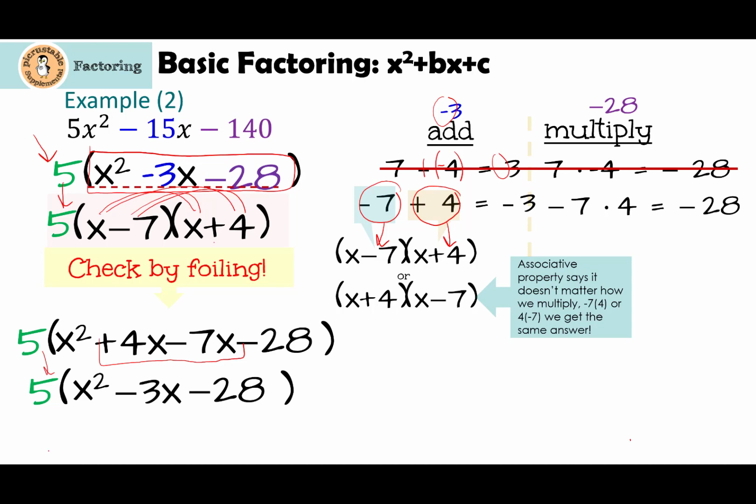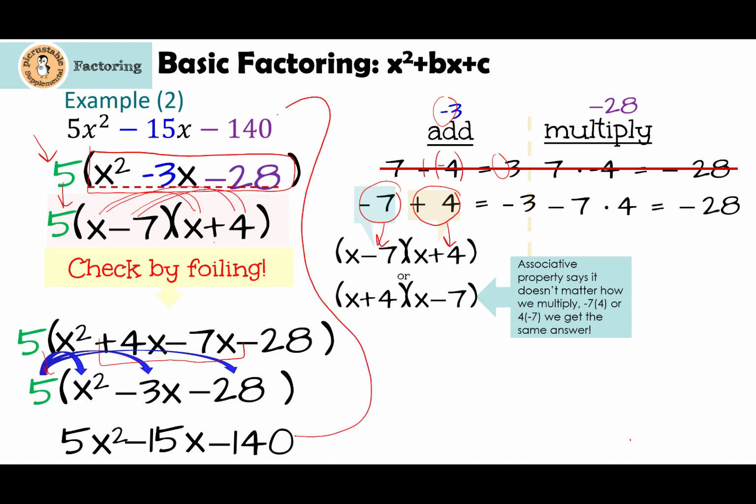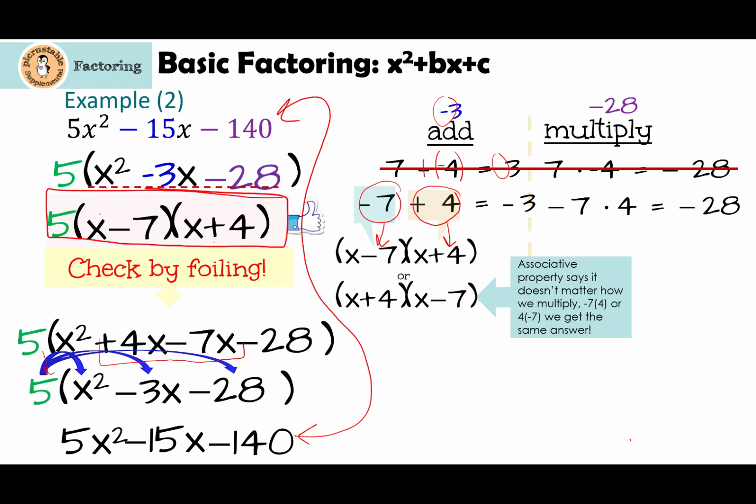Our last step in foiling and checking is we have to distribute the 5. So 5 times x squared is 5x squared. 5 times negative 3 is negative 15x. And finally, 5 times negative 28 is negative 140. Oh my goodness, do you notice that they're the same? That's awesome. So that tells us this is the solution. This is the factored form. Perfect.